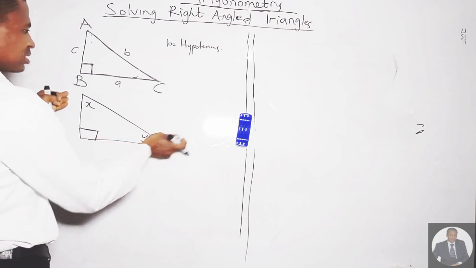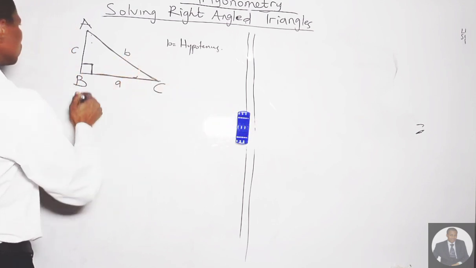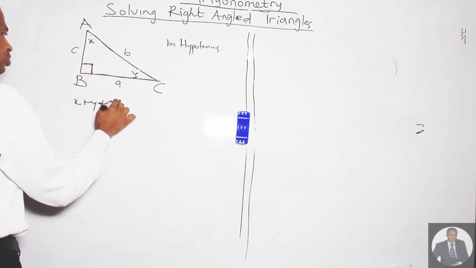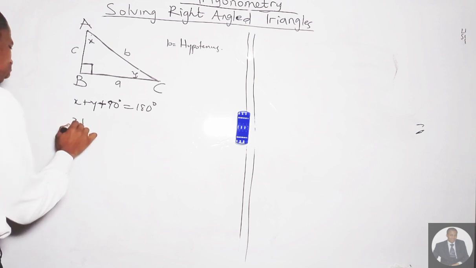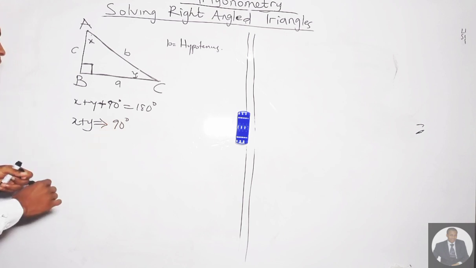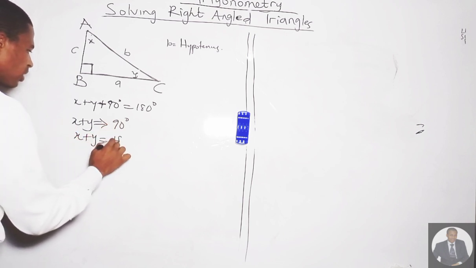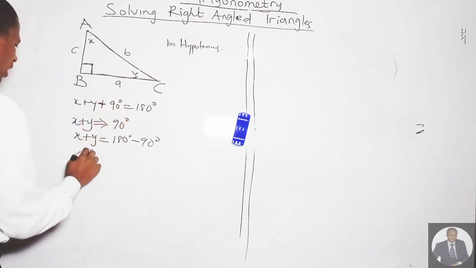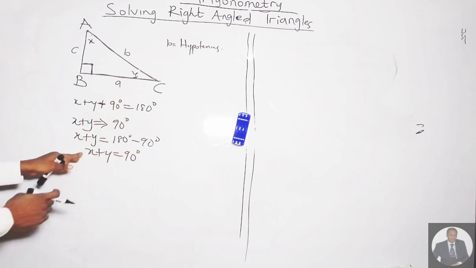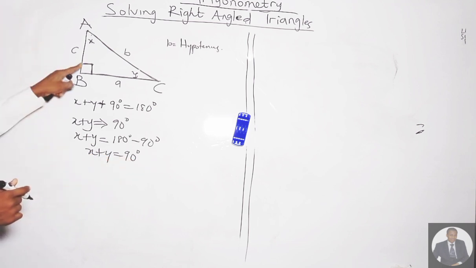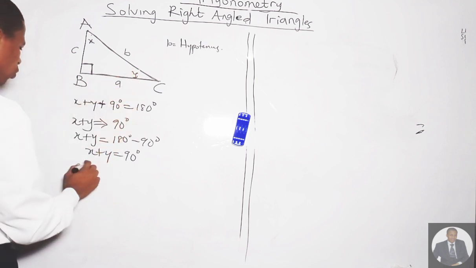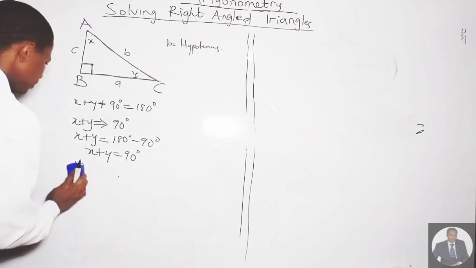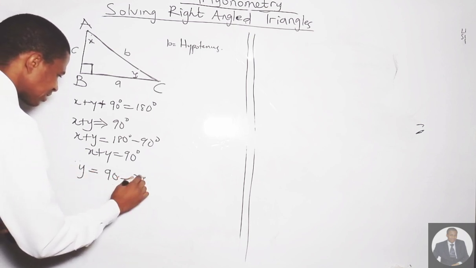Looking at the earlier triangle, we said this is X and this is Y. X plus Y plus this 90 degrees will give us 180 degrees. It means that X plus Y will give us 90 degrees. How? X plus Y will be 180 degrees minus 90. So X plus Y equals 90 degrees. These X and Y are complementary angles. If we call this Y, X will be 90 minus Y. Y will be the same thing as 90 minus X.